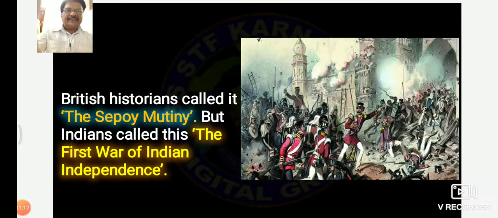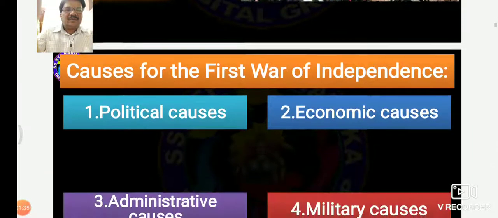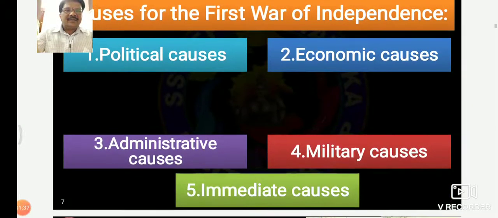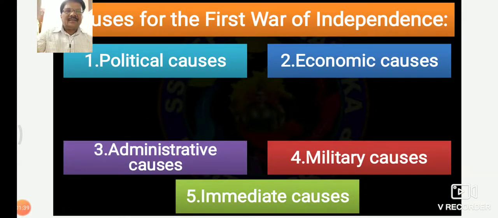British historians called it the Sepoy Mutiny. At the same time, the Mutiny 1857, the Indian historians called it the First War of Indian Independence or the First Indian Struggle Freedom Movement. What are the causes for the First War of Indian Independence? Political causes, economic causes, administrative causes, military causes, immediate causes.